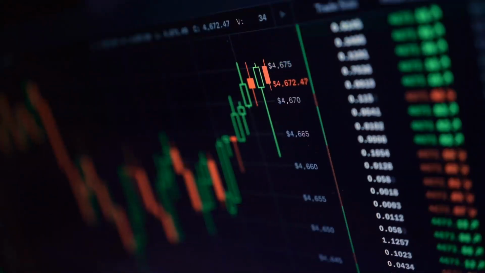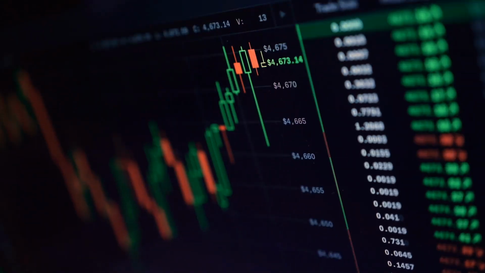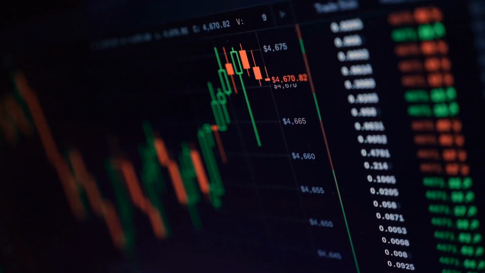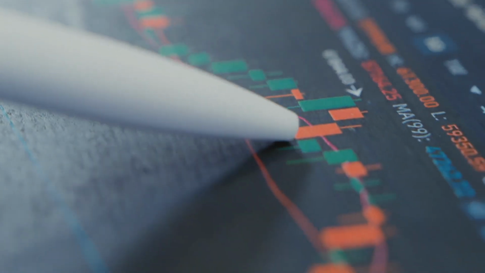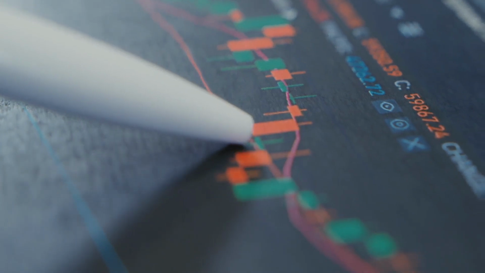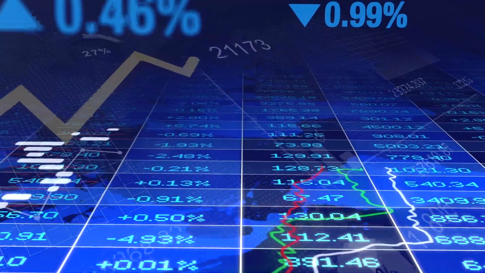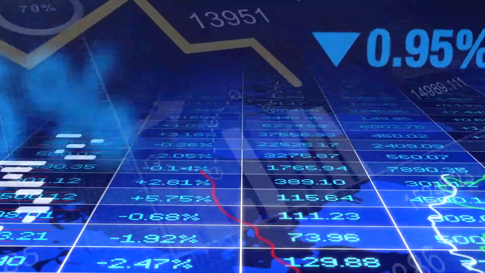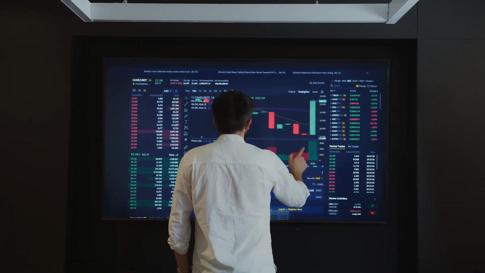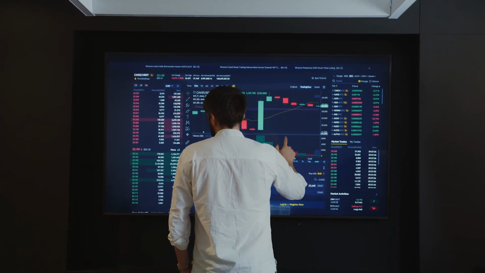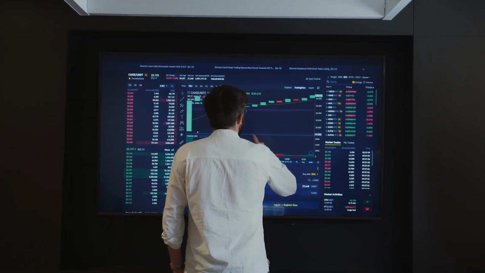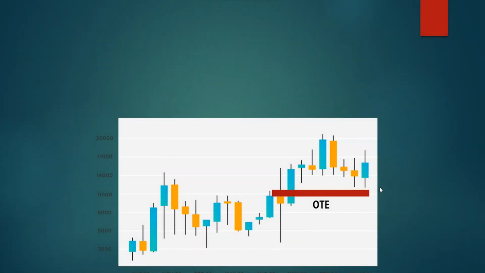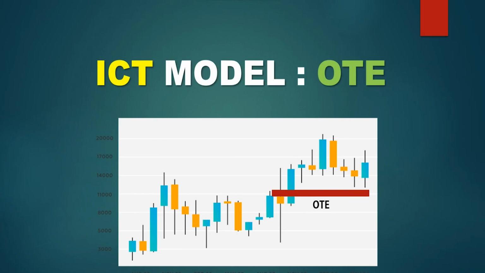In the complex world of financial markets, only those traders can consistently profit who are able to identify the best entry and exit points in their trades. To achieve this, having a powerful strategy is essential. Today, we will explore one of the most robust and widely used strategies that can transform your trading style, provided you master it completely: the ICT model and the concept of optimal trade entry, or OTE.